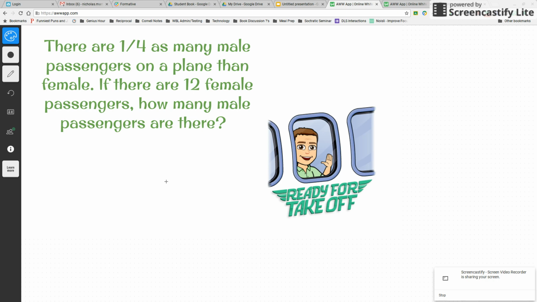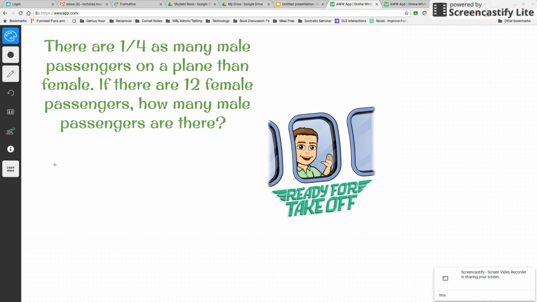Now, the second kind of comparison problem we're going to look at with multiplication is going to have a fraction in it. It's going to talk about a fraction of a number. So we're going to explore a couple of problems before you take a chance and try some. This problem says there are 1/4 as many male passengers on a plane than female. If there are 12 female passengers, how many male passengers are there?